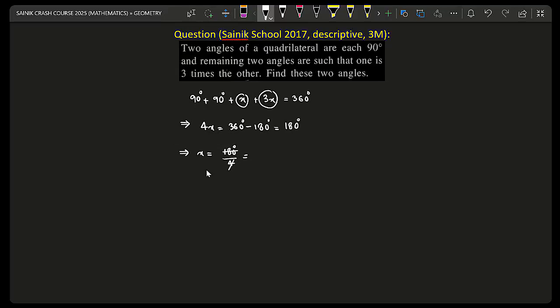Yes, what is the final answer? Sir, 45. Yes, 4 4s are 16, 4 5s are 20. This is x, we got 45. That means now we got the third angle. What is the third angle? Sir, the third angle is 45. And what is the fourth angle? Sir, 45 into 3. Yes, that is 3 into 45. What is 3 into 45, Mayuk?